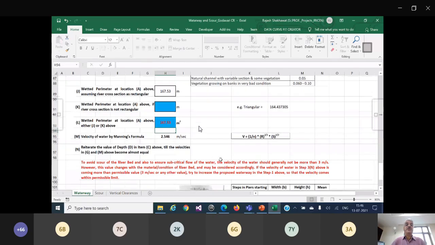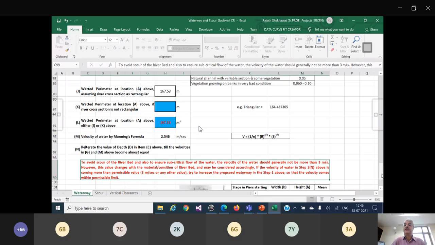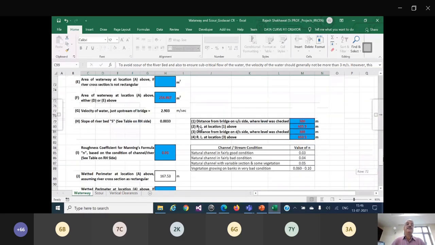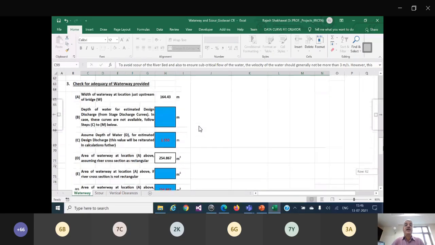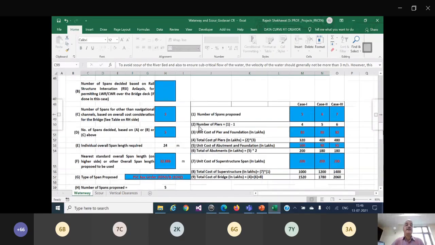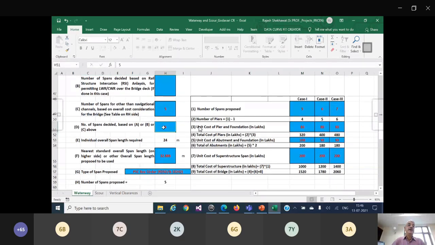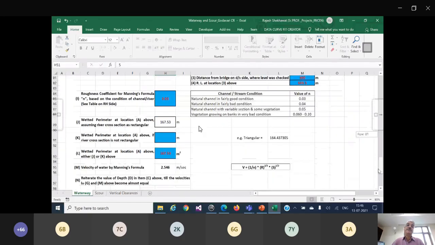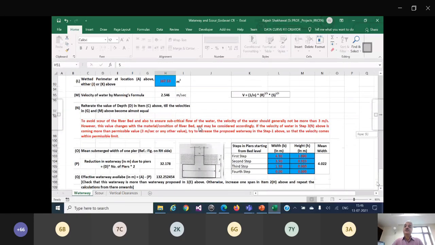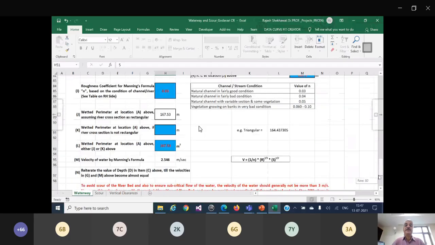You will calculate the velocity. Now, if this velocity is coming more than 3 meter per second, which in this case it is not coming, in that case you have to go again and increase the number of spans here, and you have to keep on increasing it till both your velocities match and they become less than 3 meter per second. So this span arrangement is finalized. Now our depth of water we have taken 1.55.